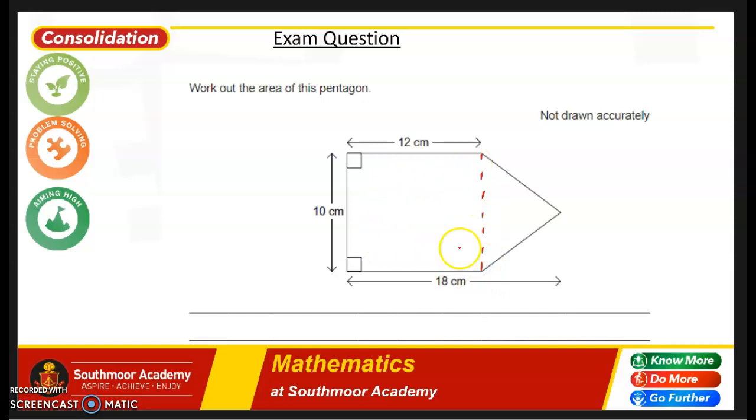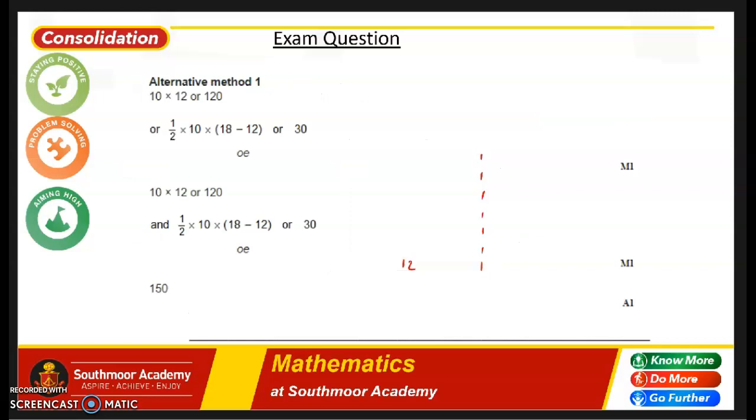a rectangle and a triangle. Okay, so if you know that the full length of this shape is 18 centimetres and you know that this part here is 12, you can work out the height of the triangle and you've already got the base. So I've given you a massive hint there on how to do that question. So pause the video to allow them time to do it. Your answers are now going to come up on the screen. So here are your answers.